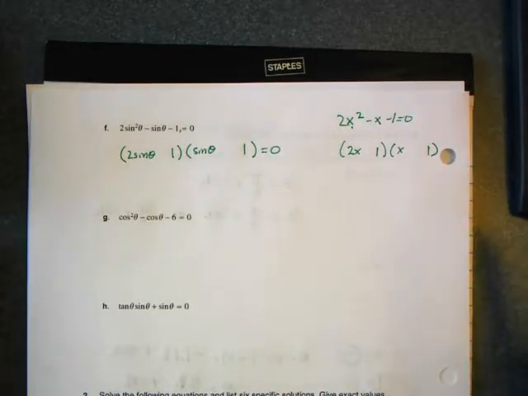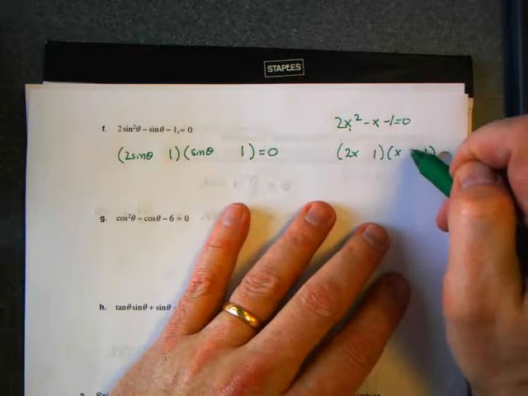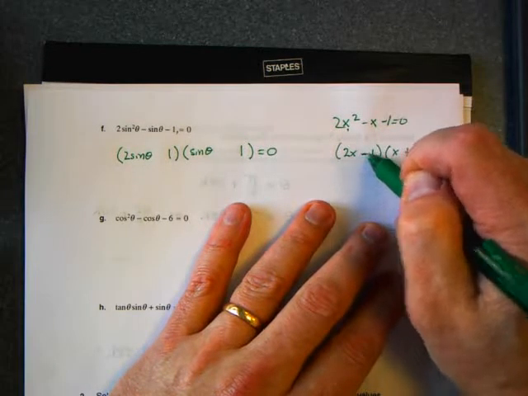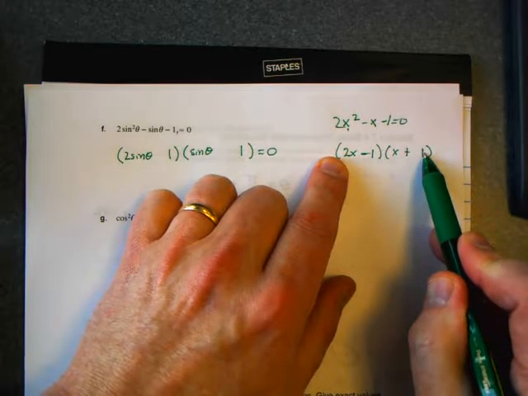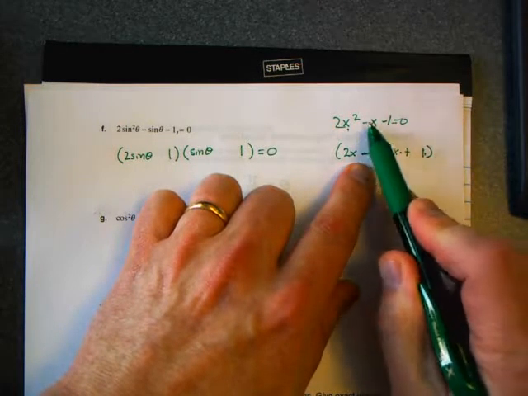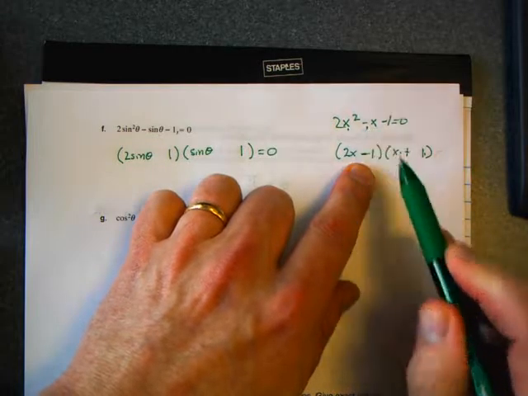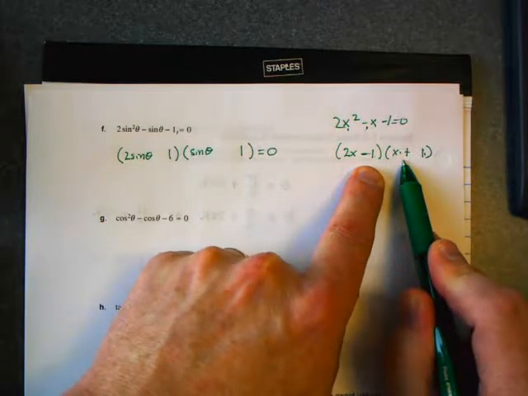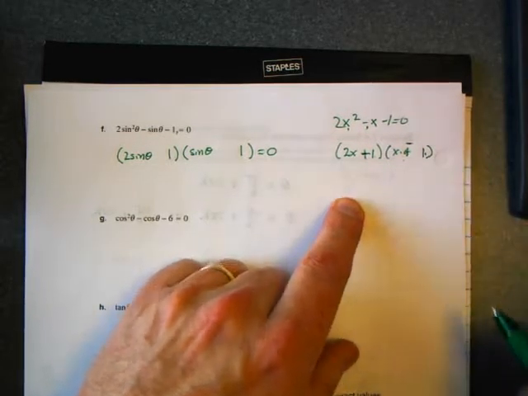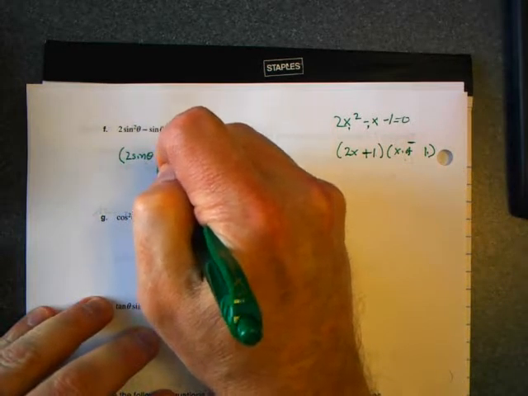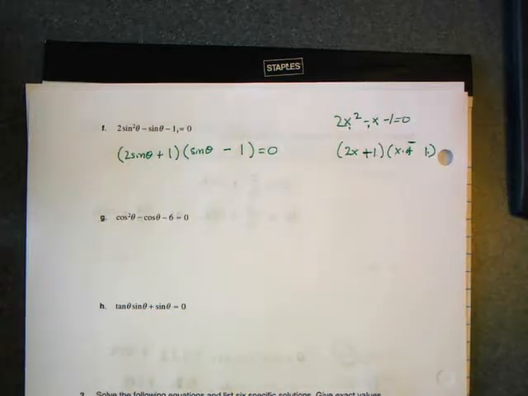I do think it would matter. For example, if I put the plus here and the minus there, when I do FOIL, I'm going to have on the outside a plus 2x, and on the inside a minus 1x. That would give me a plus x, which tells me what? Those are in the wrong spots. It should be the plus here and the minus there. So same thing over here. I need a plus 1 and a minus 1.